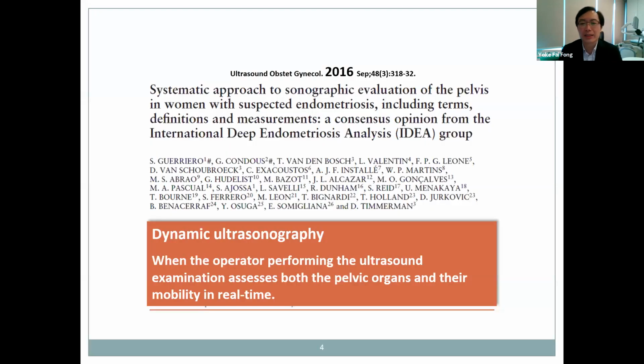So this is a very important paper which I always refer to, and it's by the IDEA group, which is the International Deep Endometriosis Analysis Group. In 2016, they published this consensus statement, which basically shows the benefits of doing endometriosis mapping for the patient. And essentially, a transvaginal ultrasonography is a dynamic ultrasound. That means you can actually assess the pelvic organs and their relationship in real time. This is very unlike either a CT scan or MRI, where the patient lies down, you take a picture, and then after that you analyze the picture, because then it's no longer dynamic but it's static.